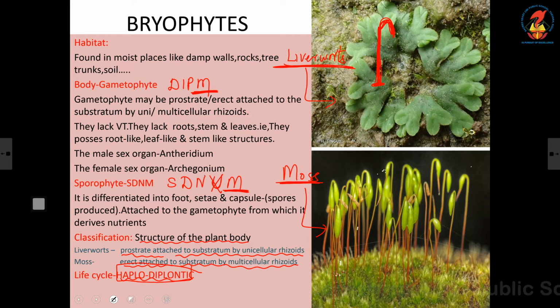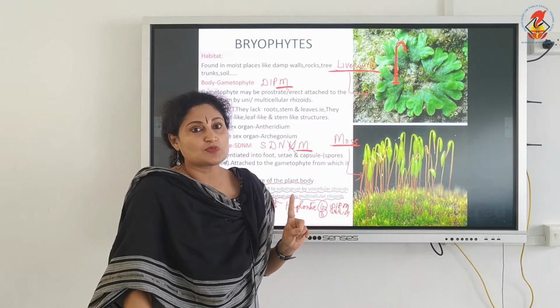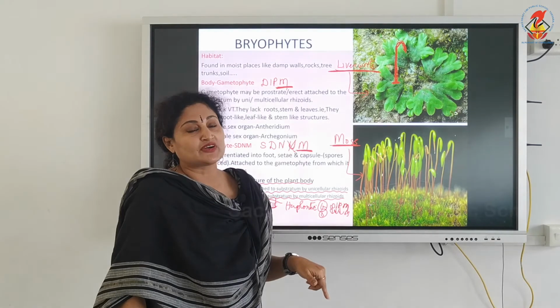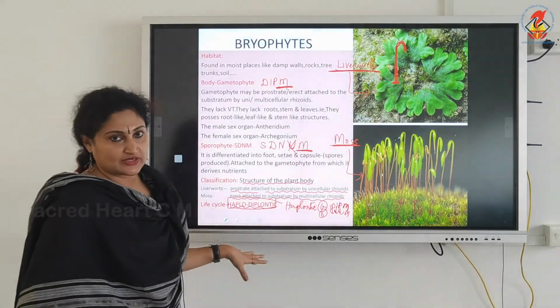It should have been haplontic. No, it should have been haplontic because the haploid phase, the gametophyte, is DIPM. But we can see the sporophytic phase is opposite to D, opposite to I, opposite to P, but it is multicellular just like the gametophyte phase. That's why it is coming under the intermediate condition called haplodiplontic, just because both the sporophyte and the gametophyte are multicellular. Though the sporophyte is short-lived, though the sporophyte is non-photosynthetic, though the sporophyte is dependent on the gametophyte for anchorage and nutrition. I hope you have understood bryophytes.